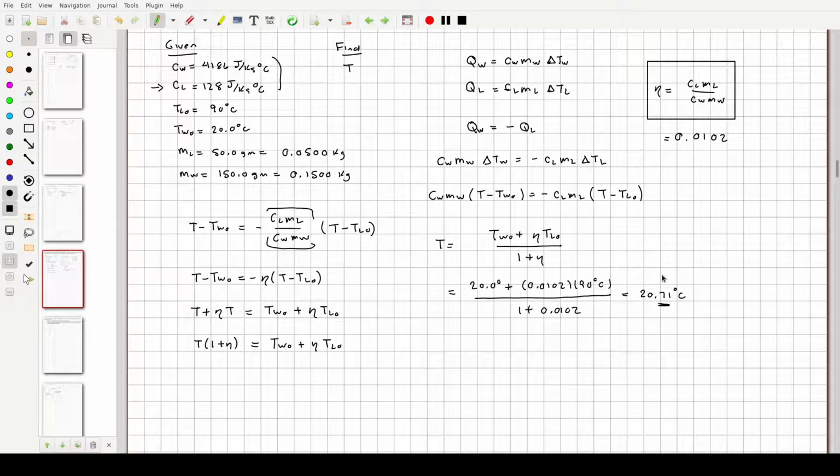Now, this may seem absurd because look, you're dumping something that has 90 degrees into something that has 20 degrees, and you're only changing the overall mixture by less than a degree Celsius. I mean, how could that be? Well, the answer to that question is the specific heat of lead. Even though it has a high temperature, it doesn't contain a whole lot of energy. And that's because it only takes 128 joules of energy to raise a kilogram of lead up by a degree Celsius. That's nothing compared to water. So there's very little energy in it per kilogram.